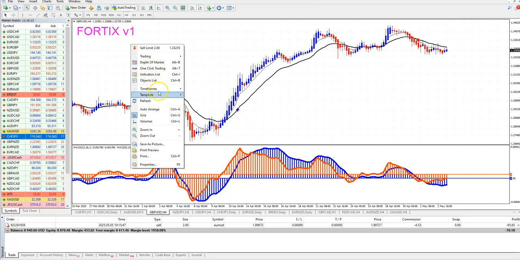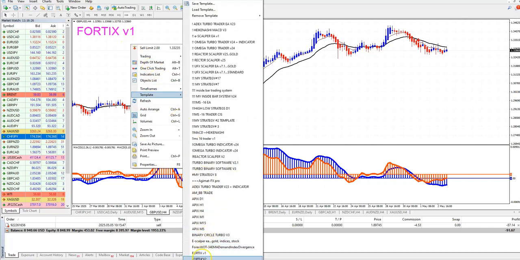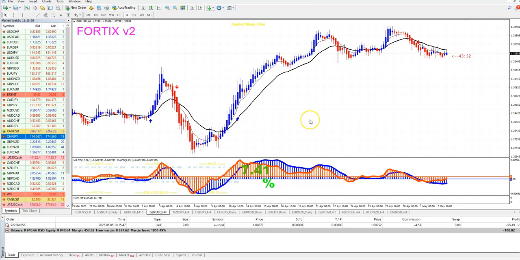Fortix 1, let's put to Fortix 2. So here we had also on 4-hour time frame. You can use it on all time frames. I am trading Forex and I prefer higher time frame. I don't need 20 trades per day. I need 1 or 2 good trades even per week, or 1 good trade per day. This is enough to make money.